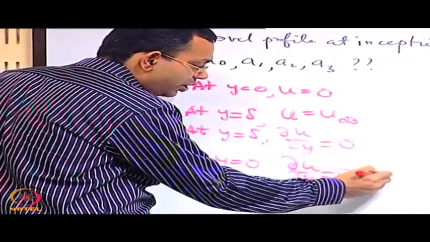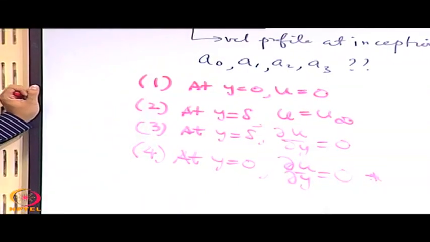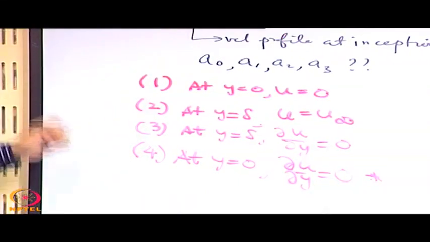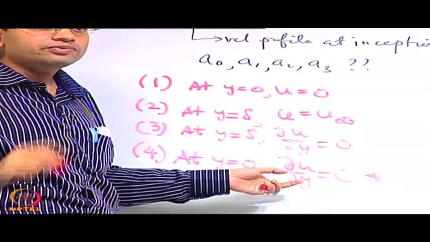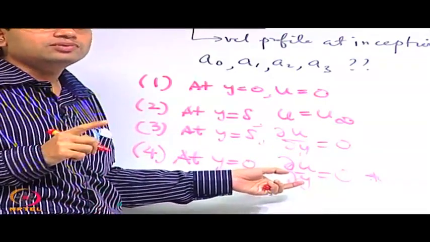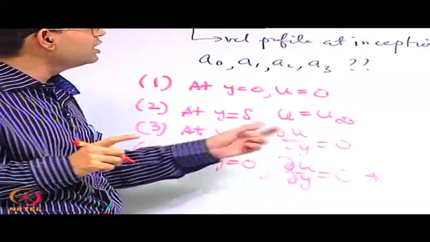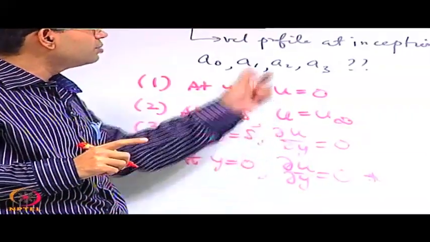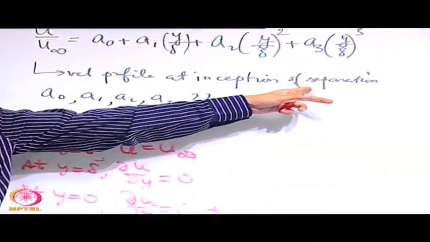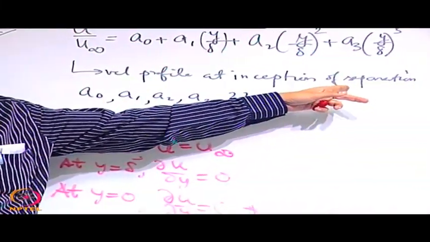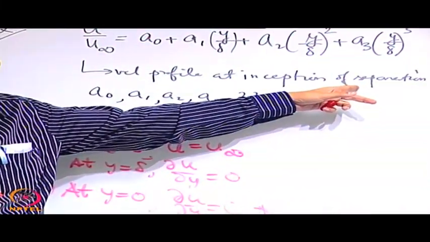This is very very important because this is the hallmark of separation. At y equal to 0 you cannot apply d2u dy2 equal to 0, that was for flow over a flat plate because dp dx was 0. Here dp dx is not 0, because you are given that the velocity profile is at the inception of separation. When there is a chance of separation it must be dp dx greater than 0.